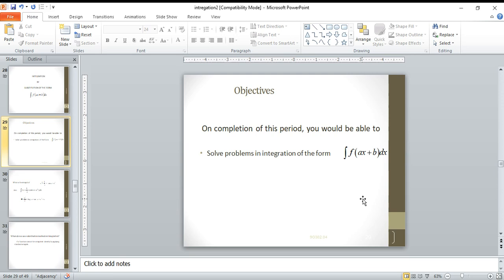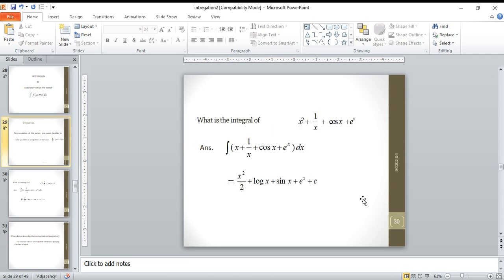Integration f of ax plus b into dx. This is not a direct formula. This is just an applicable formula. Here a and b are constants. What is the integral of x square plus 1 by x plus cos x into e power x? x square integrates to x cube by 3, 1 by x is log x, cos x is sin x, and the answer is e power x plus c.